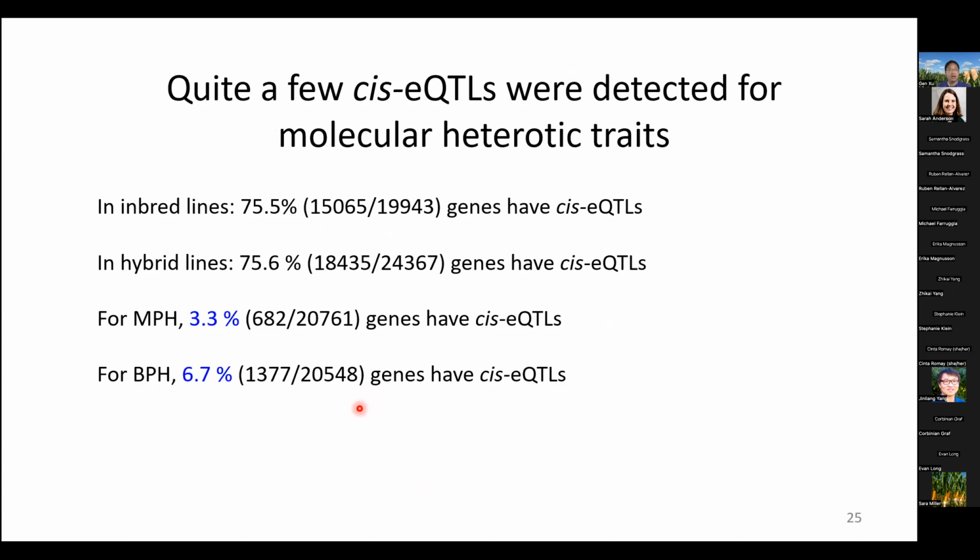Once we have the eQTL information, we find about 75% of genes have cis-eQTLs both in inbred lines and hybrid lines. While for heterosis traits, MPH and BPH, we only find 3.3% or 6.7% of genes that have cis-eQTL. This number is pretty small compared to that in inbred and hybrid lines.